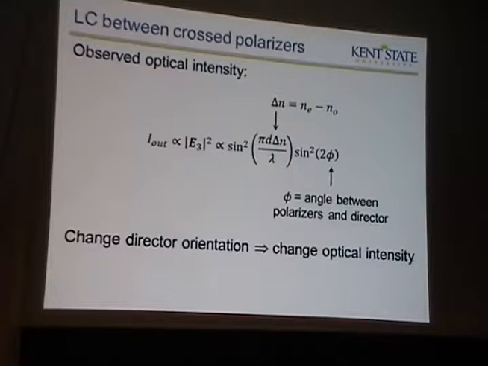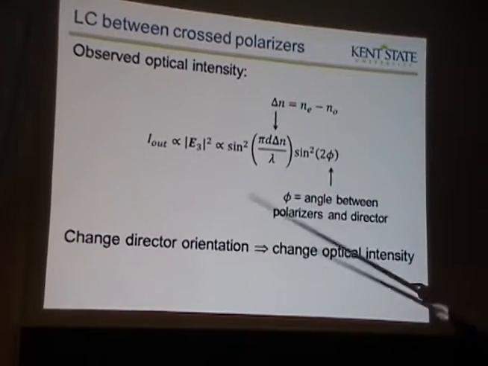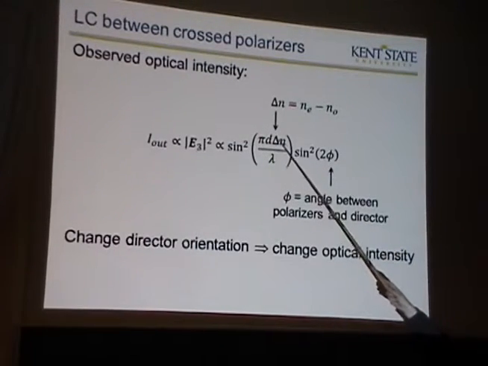Just to make sure this is reasonable, we can check a few limiting cases. One limiting case is what happens if delta n equals 0. That's an optically isotropic material, like water, between the polarizer and the analyzer. In that case, you've got sine squared of 0, which is 0, so it's black. That's what you told me before.